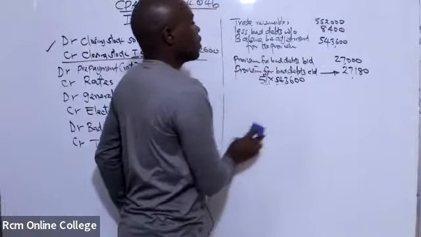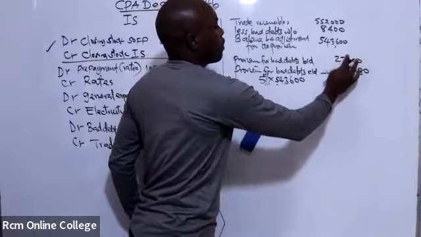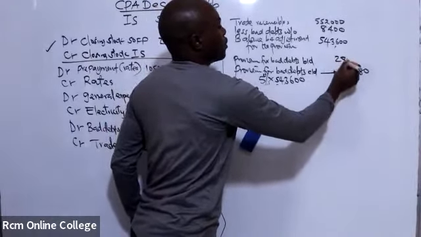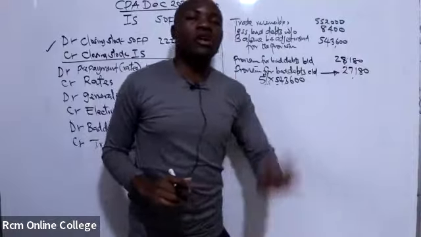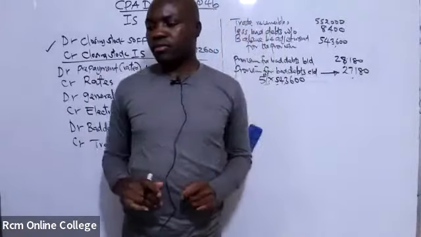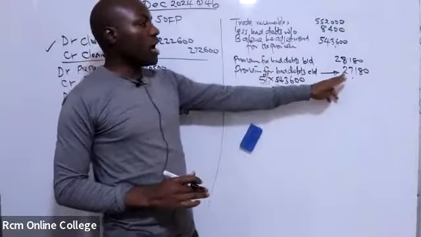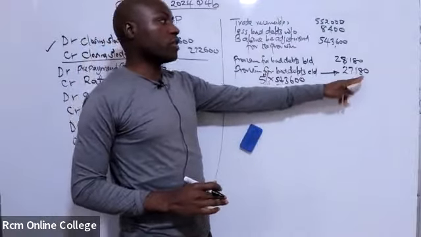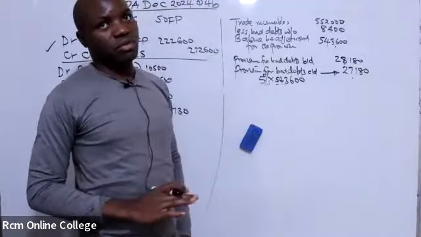Option two, you provided 28,180. At the beginning of the year, you had a provision of 28,180. Then, at the end of the year, you now have a closing provision of 27,180. In other words, you overpaid your budget.